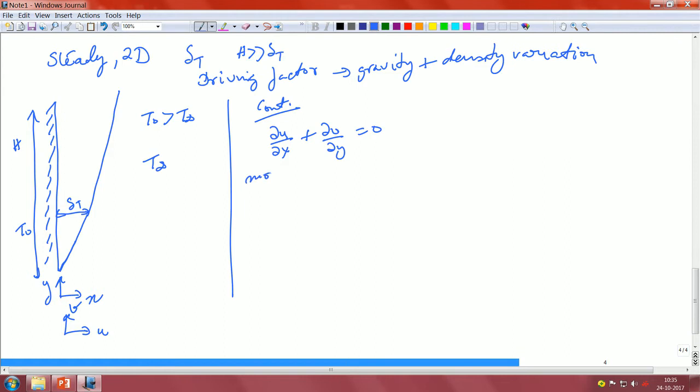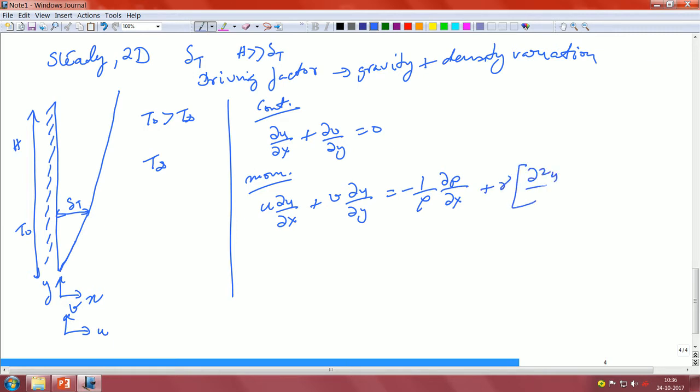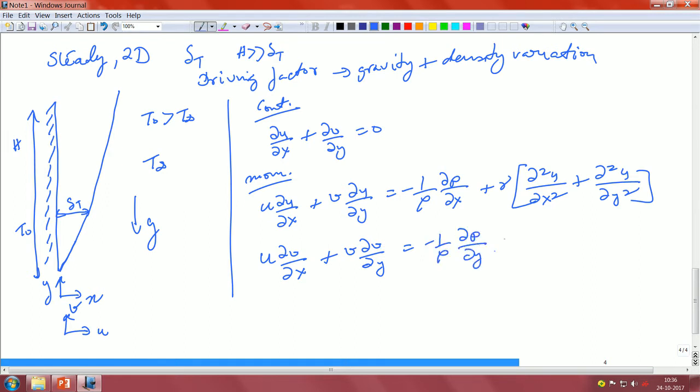First the continuity equation, then come the momentum equations. There are two momentum equations now. The x momentum is exactly the same, so there is not much to describe: u du/dx plus v du/dy equals nu times d squared u/dx squared plus d squared u/dy squared. In the momentum in the x direction no gravity comes into the picture, gravity is acting downwards. On the other hand, in the y momentum, minus g is the additional term that you have.